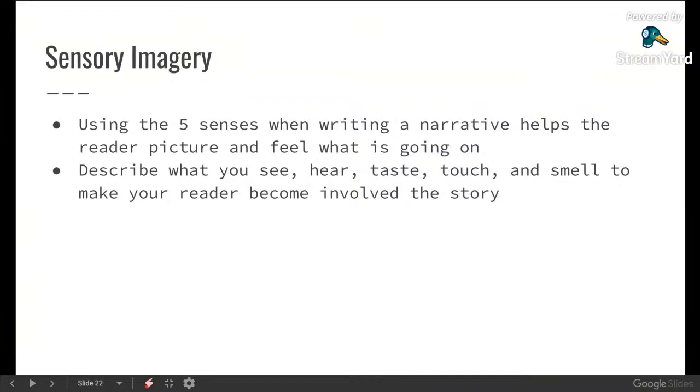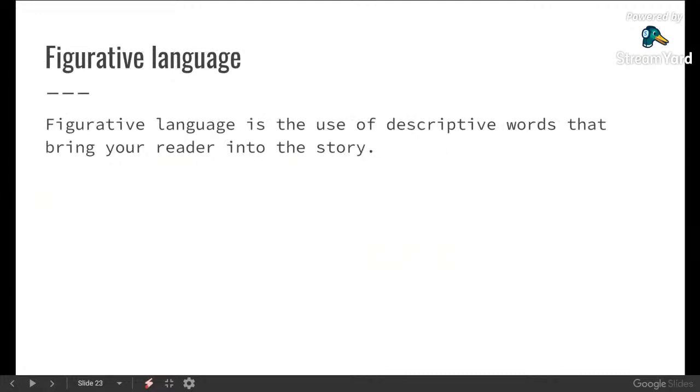Sensory imagery. Using the 5 senses when writing a narrative helps the reader picture and feel what's going on. Describe what you see, hear, taste, touch, and smell to make your reader become more involved in the story. Figurative language is the use of descriptive words that bring your reader into the story.